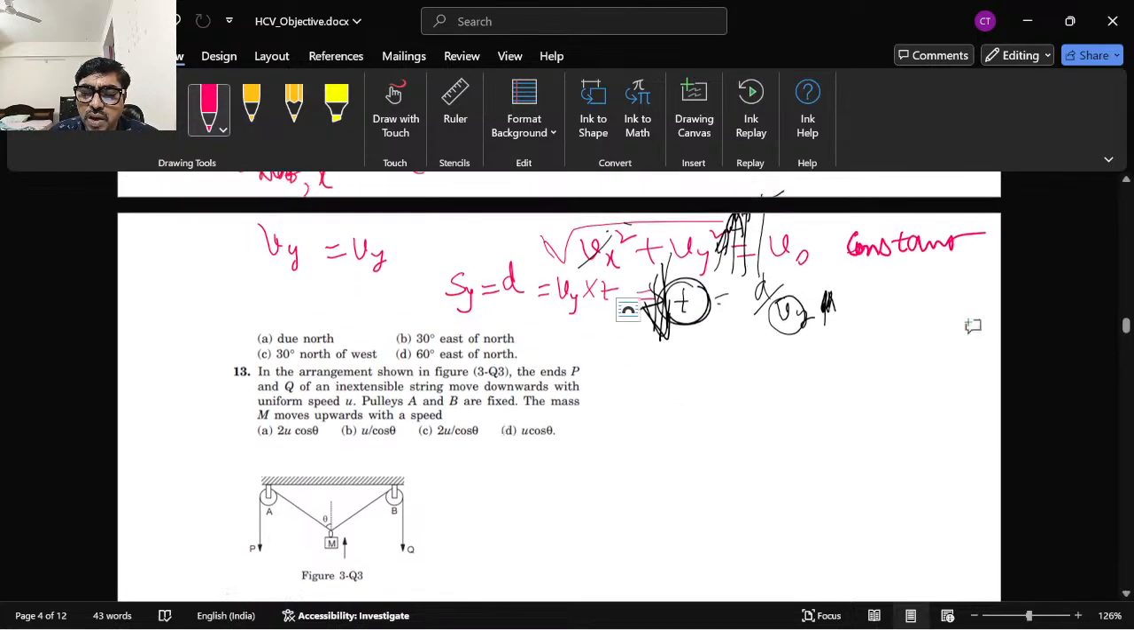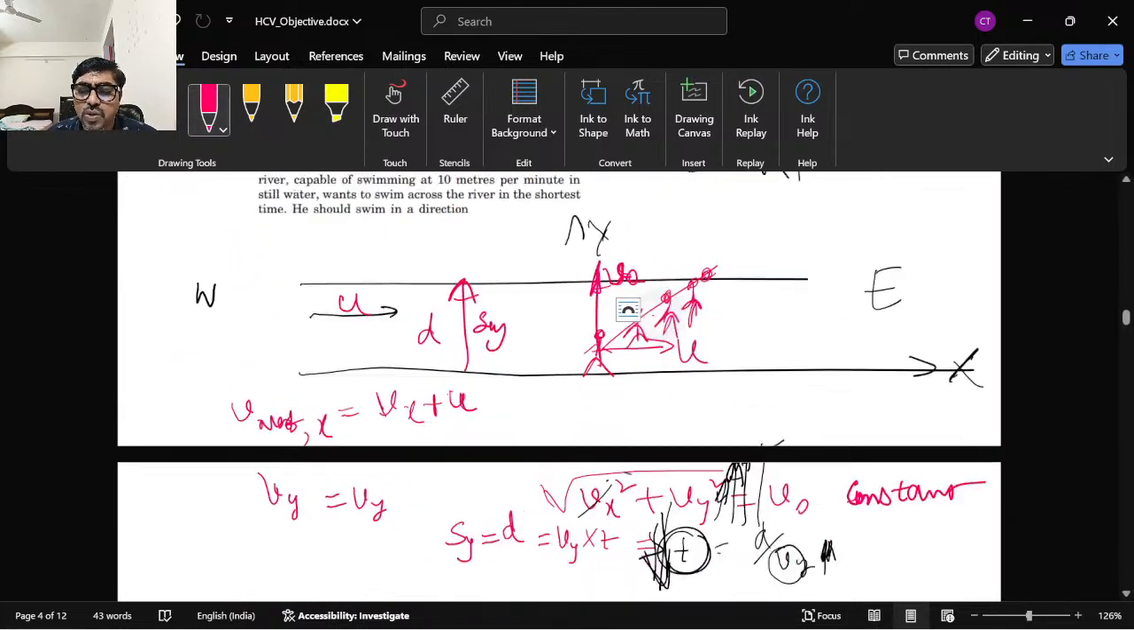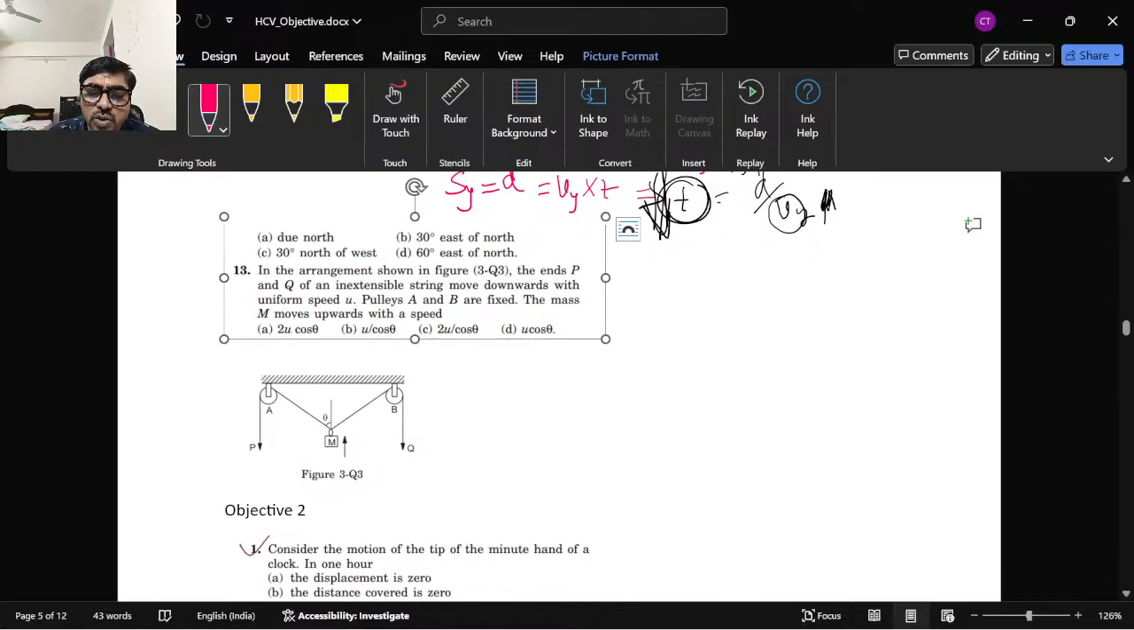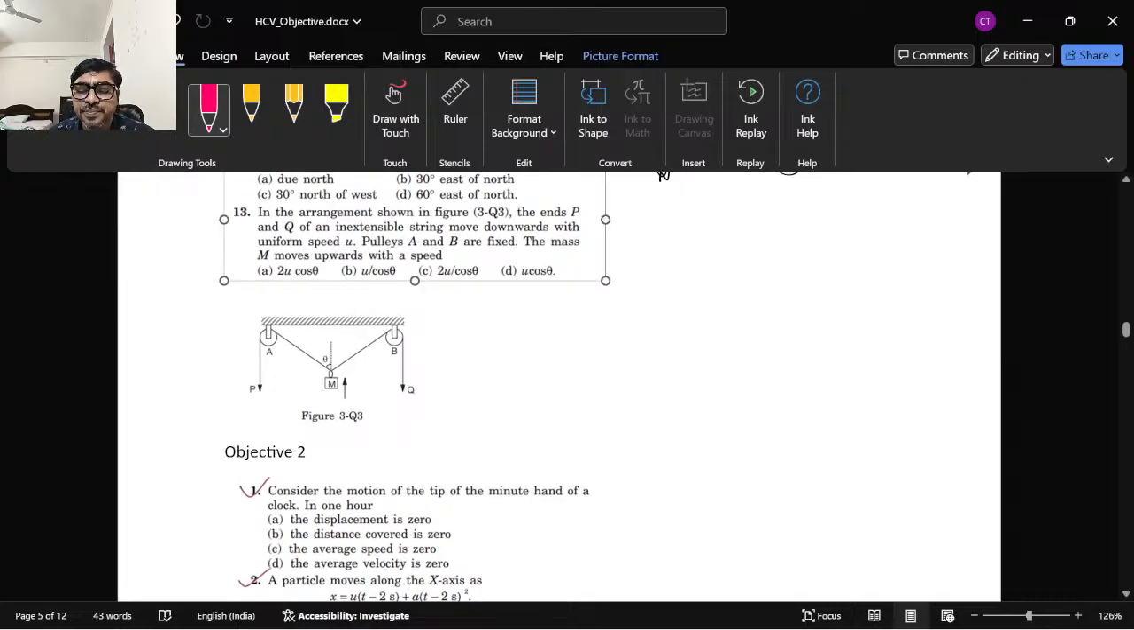Okay. Now, what is the answer? Due north. Due north is the answer for this. Very good. Now, 13th question. So, last question in objective 1.